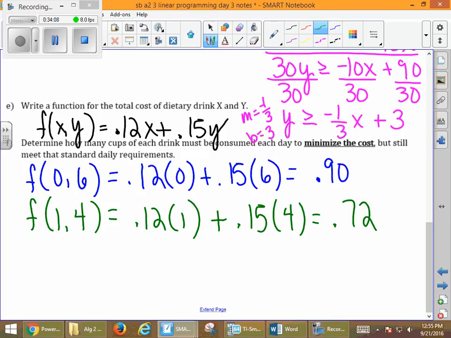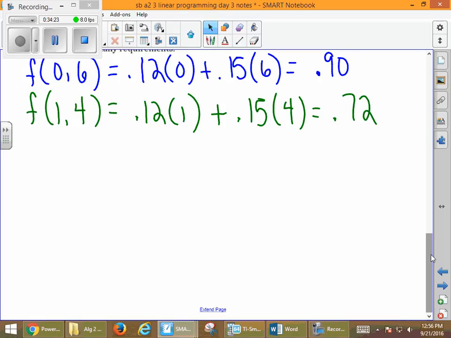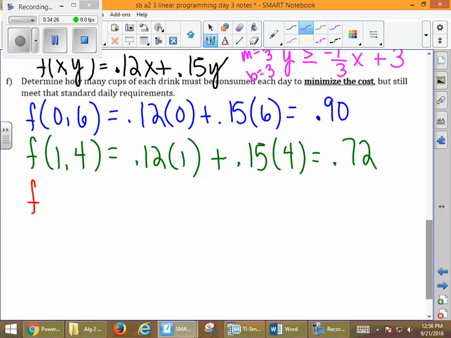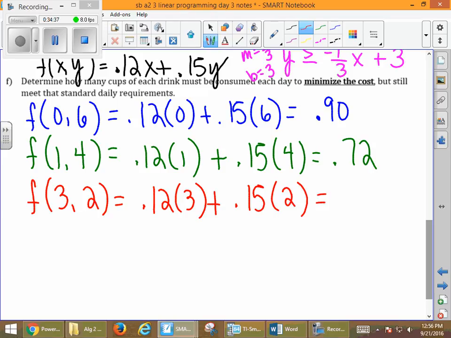And what we're saying here in this green equation is that we would have 1 unit of dietary drink X and 4 units of dietary drink Y. But we still have 3 more to go. 3, 2 is our next order pair. So we're going to take 3 and put it back into our equation for X, and take 2 and put it back in for Y. We type that into our calculator, and we get 0.66.